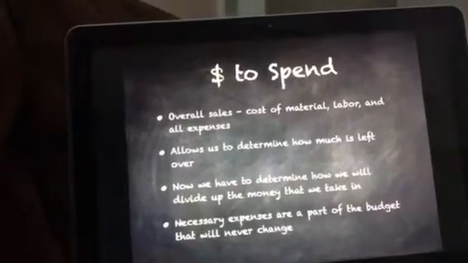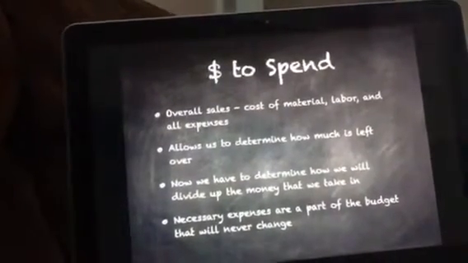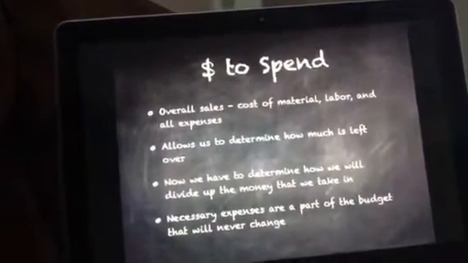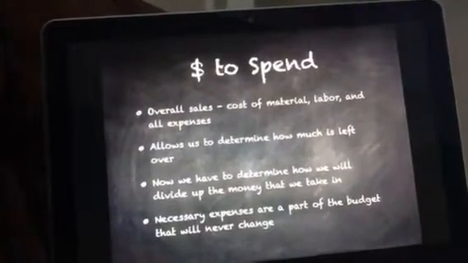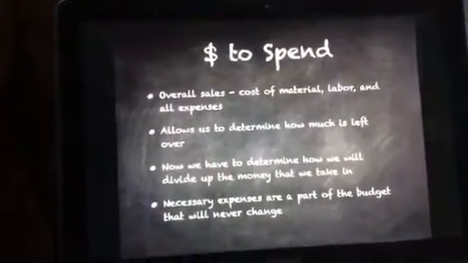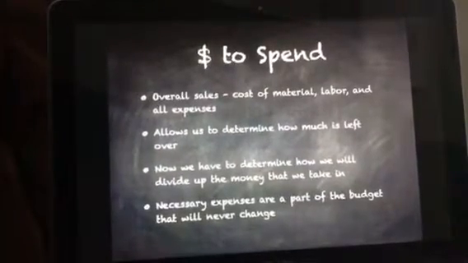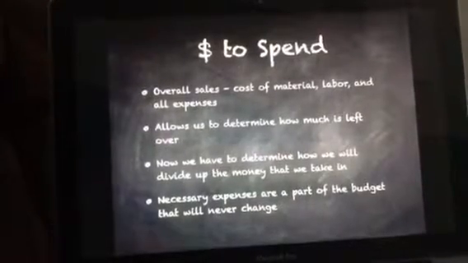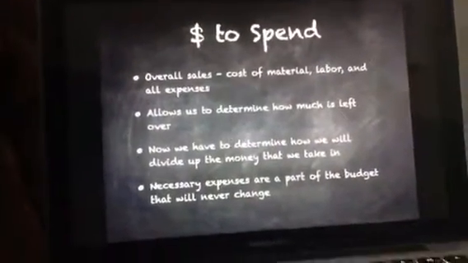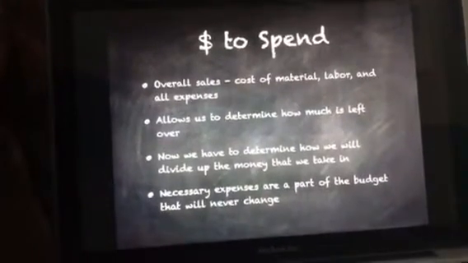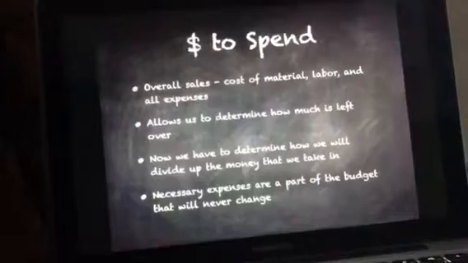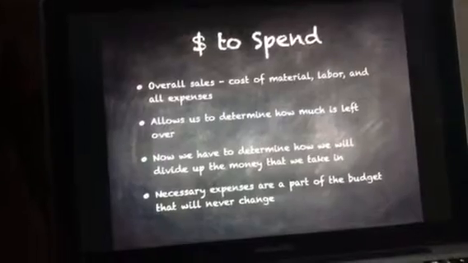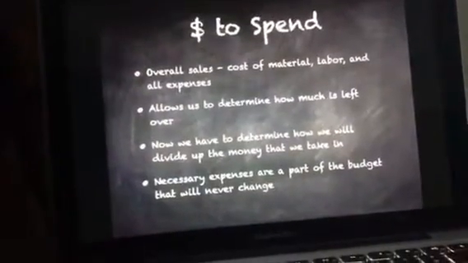This is the actual solid step in creating the budget. In order to determine how much we have overall to spend, you take your overall sales and you subtract out the cost of material, the labor, and all necessary expenses in order to make the business run and act as a functioning business. With that equation, it allows us to determine how much is left over to spend, how much we have to divvy up to those other expenses that we'd like to have.